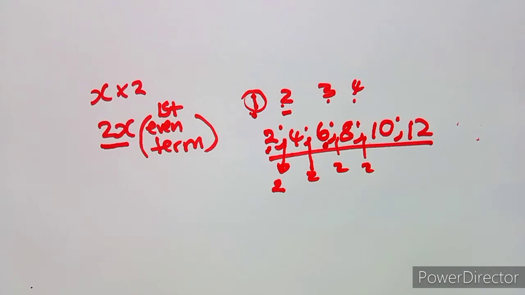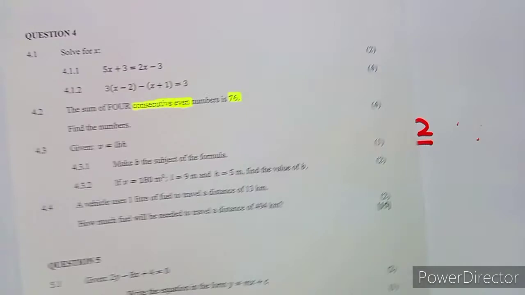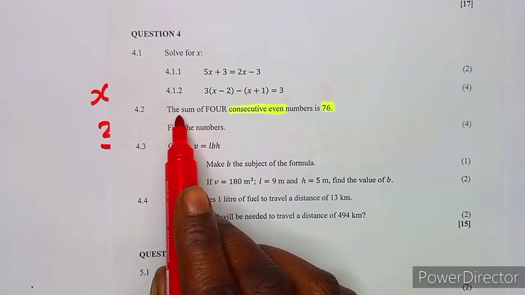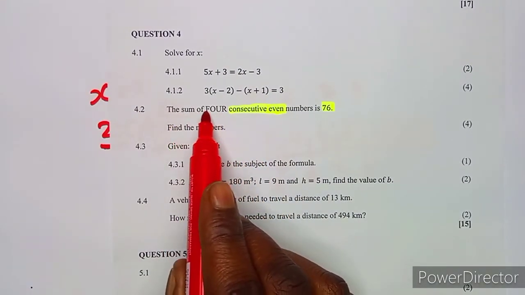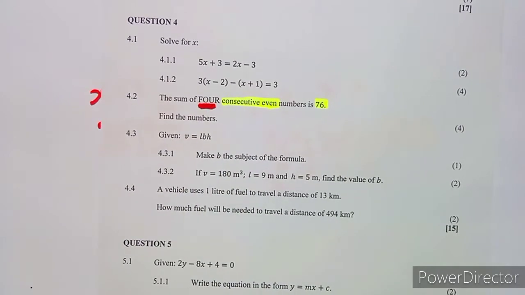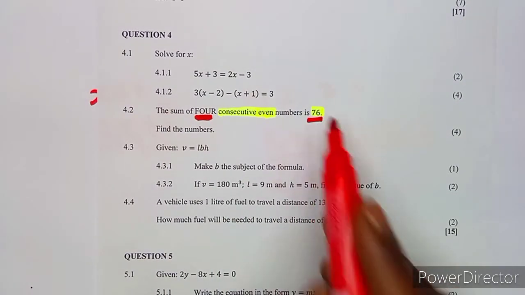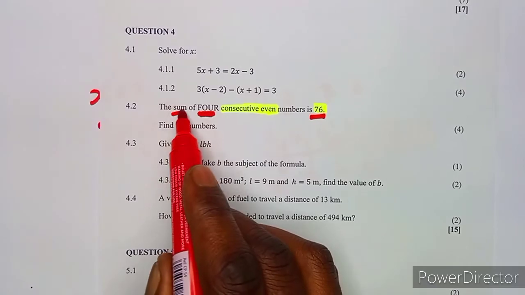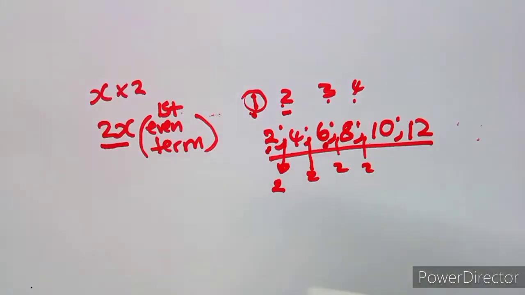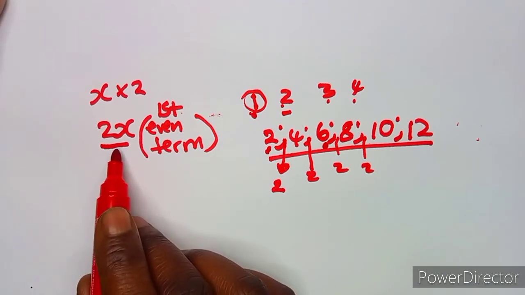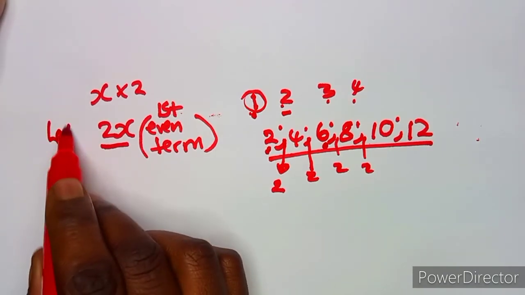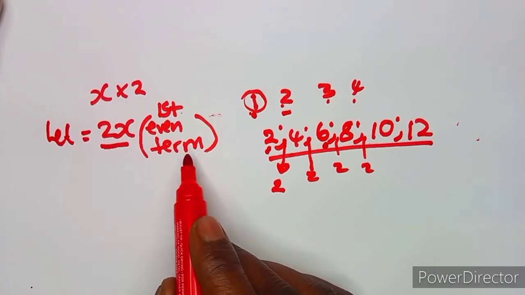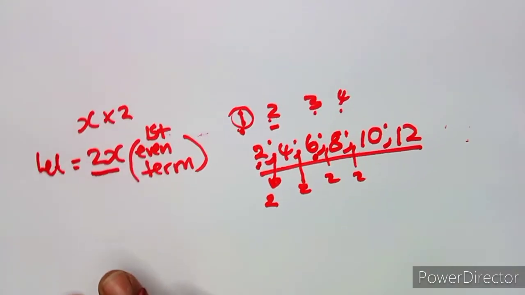Okay, so this is going to make us form an equation now, because we are saying the sum of 4 consecutive even numbers is 76. So sum means you are adding. So we are going to formulate an equation from that. Remember we said 2x is going to be our first even term. So this is 2x.